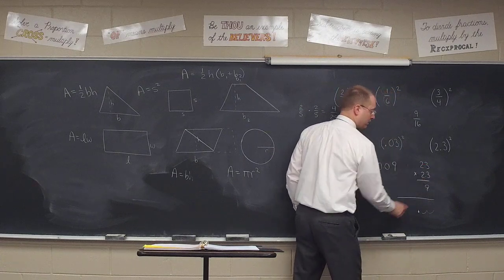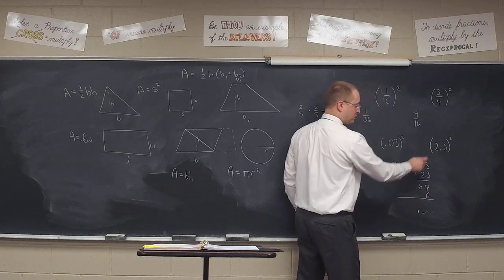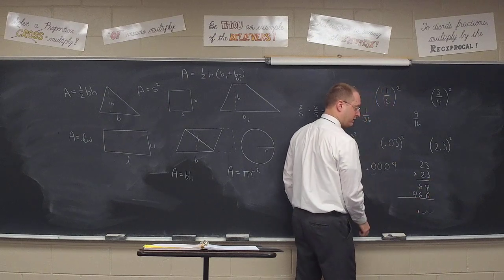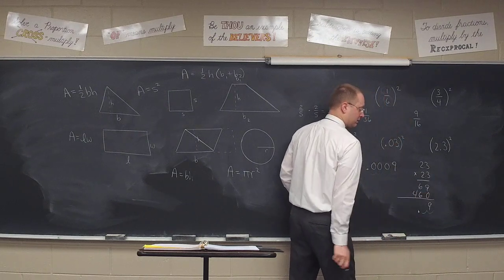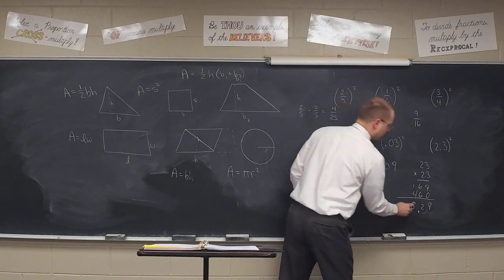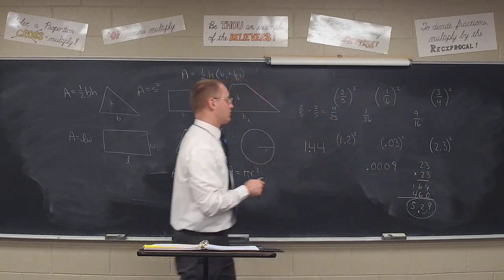3 times 2? We put a 0. 2 times 3? 6. And 2 times 2? 4. 9 plus nothing? 1. 6 plus 6? 12. Carry the 1. 1 plus 4? 5. And of course, we've got our 2 decimal places in there, and there's our 5.29.